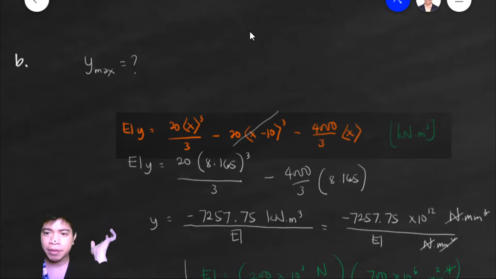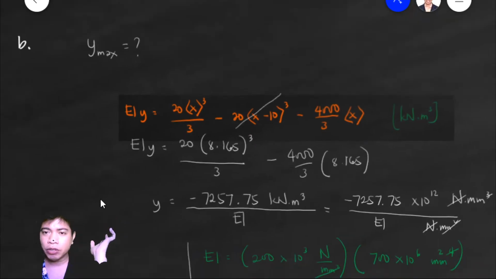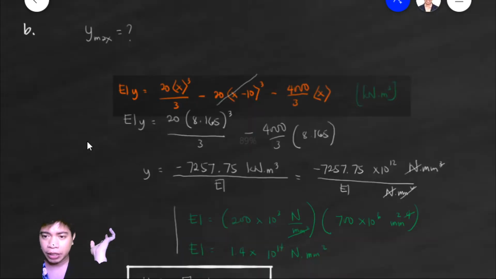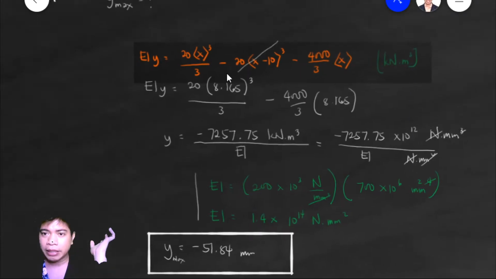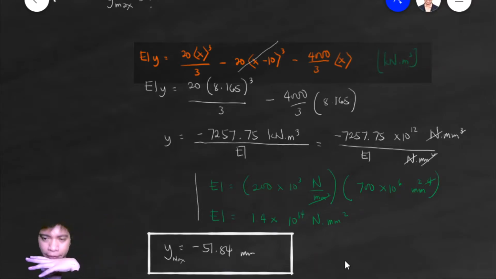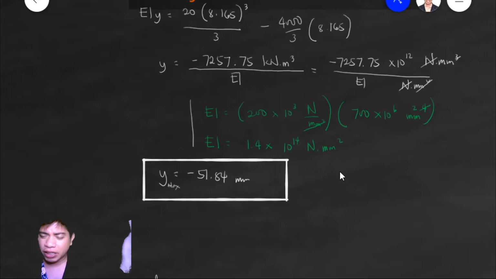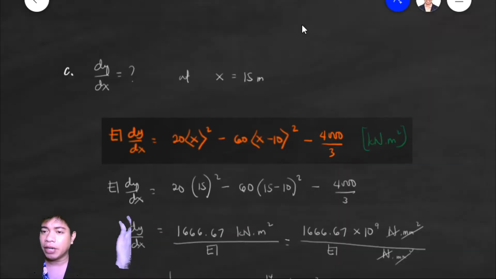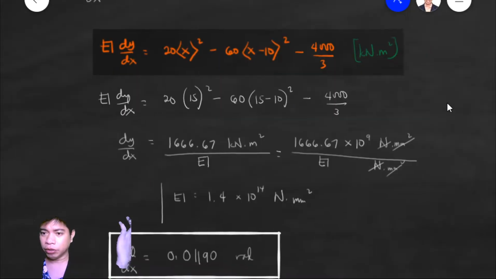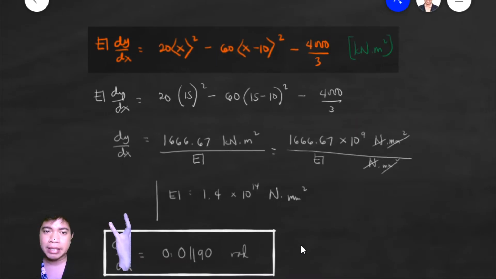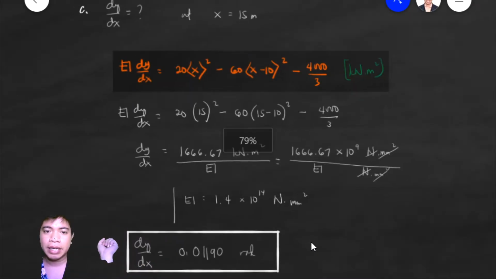And then, of course, tinanong din yung maximum deflection. So, para sa maximum deflection, ginamit natin yung na-solve natin na location, and then, gamit yung ating deflection equation, na-solve na natin yung maximum deflection na negative 51.84 millimeters. So, negative siya kasi downward yung ating deflection. Okay? And then, tinanong din yung ating rotation sa may right support. So, ang lumabas is, of course, positive. So, tama yung naging hula natin, guys.